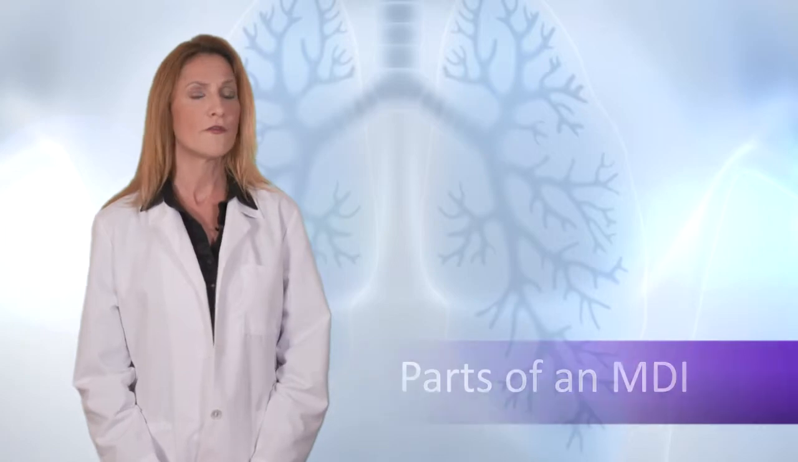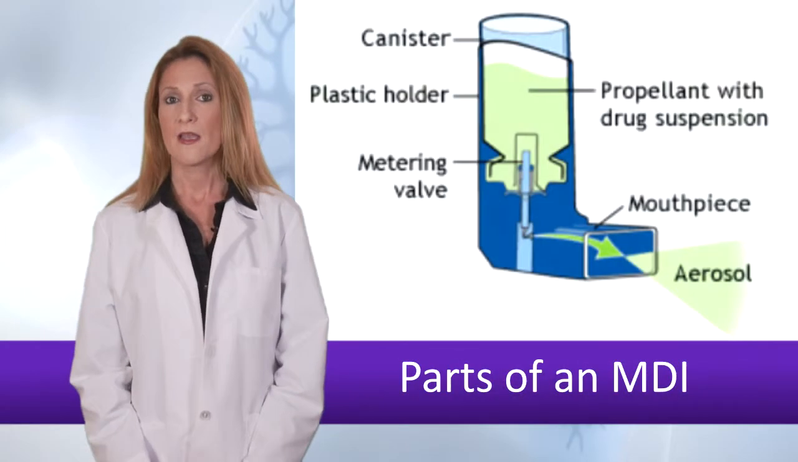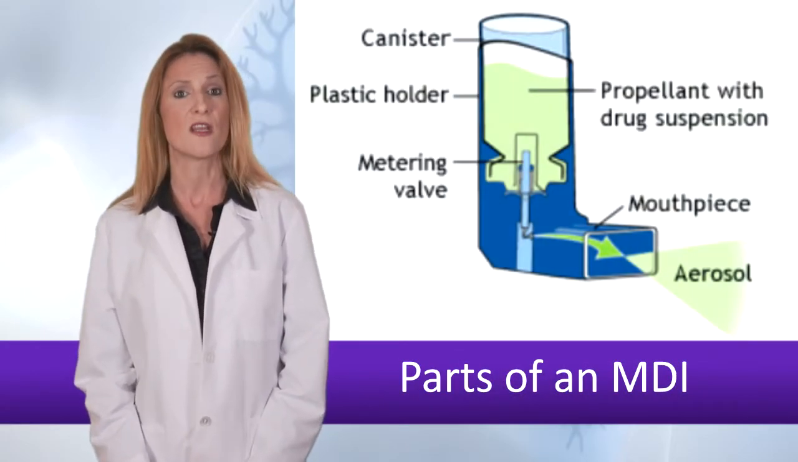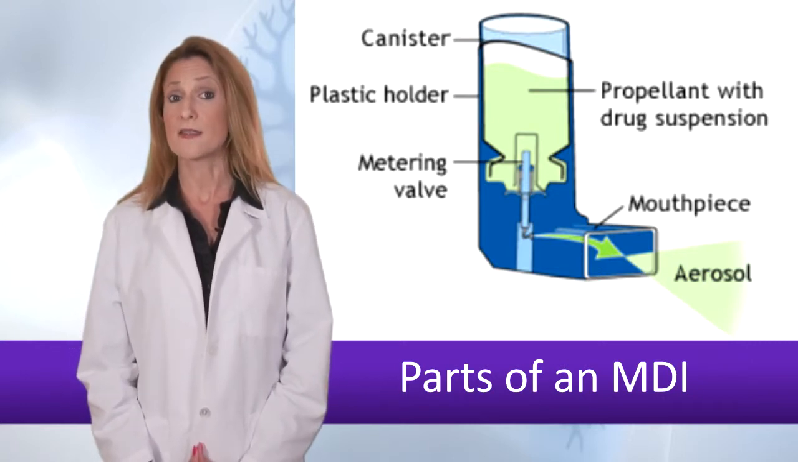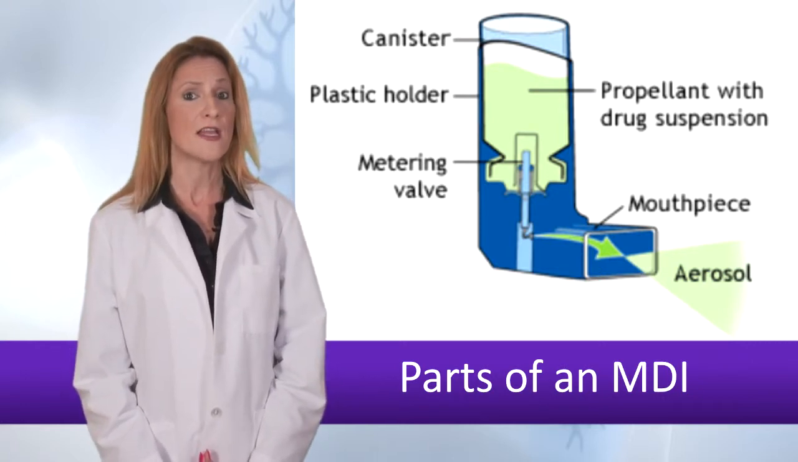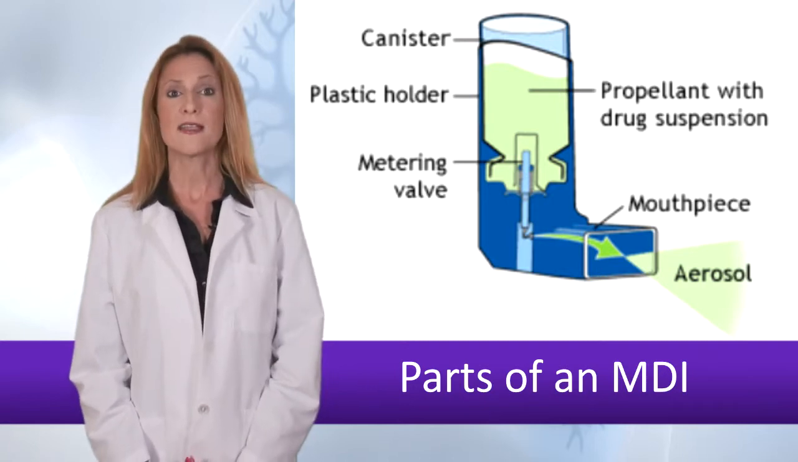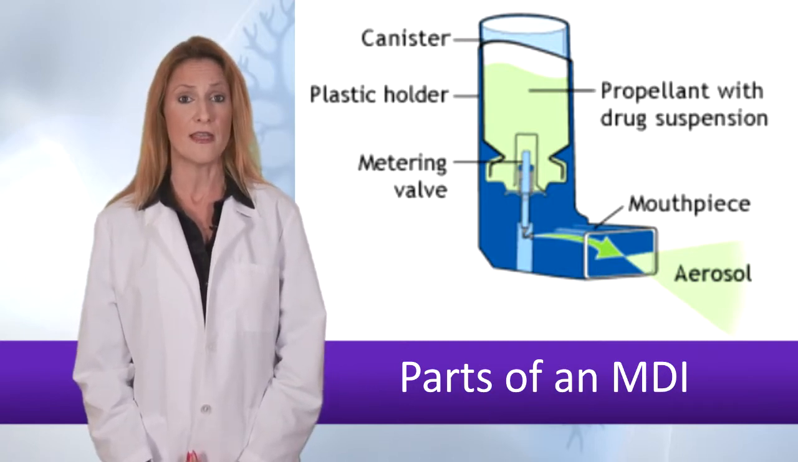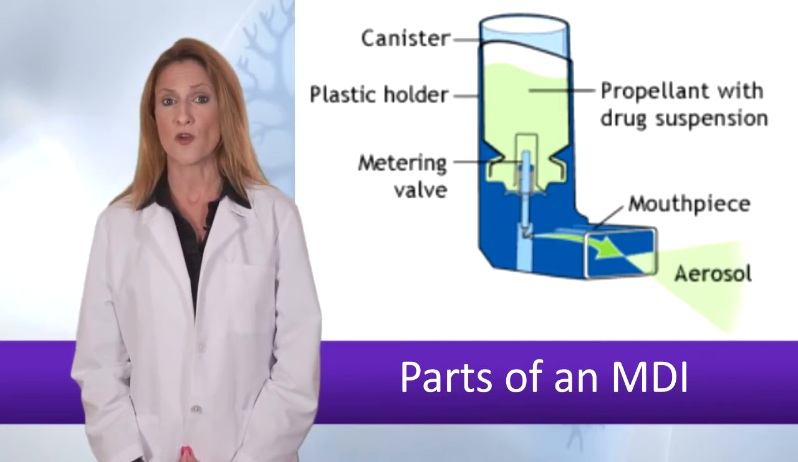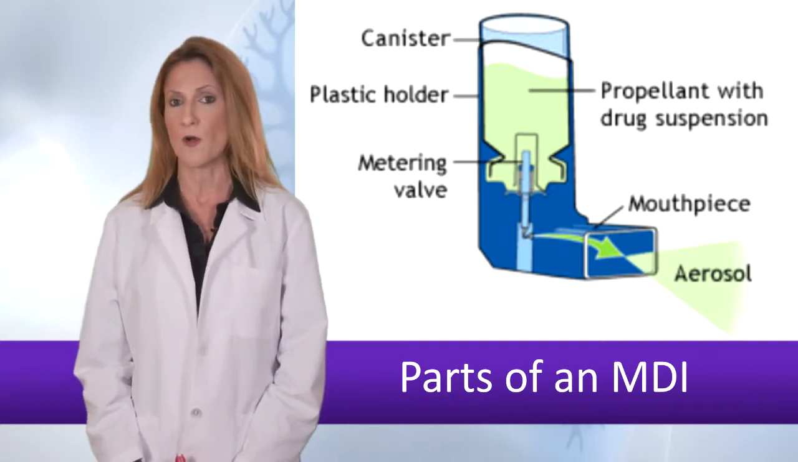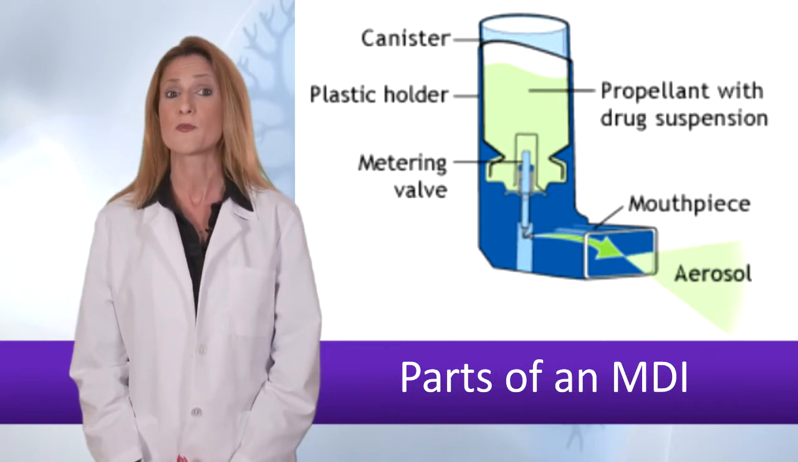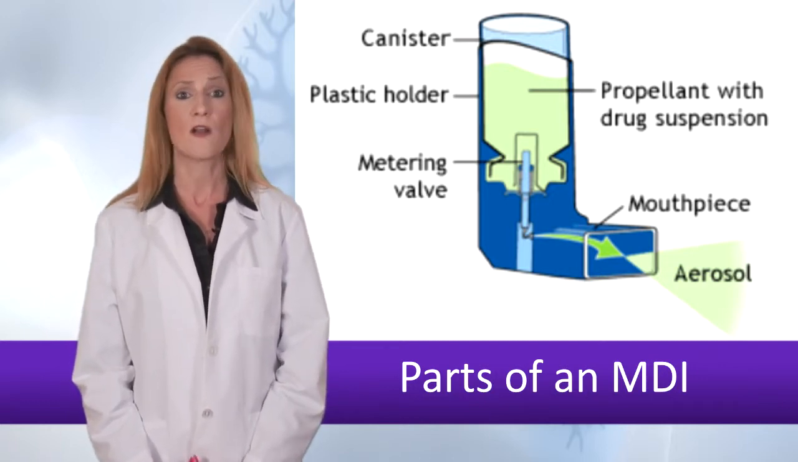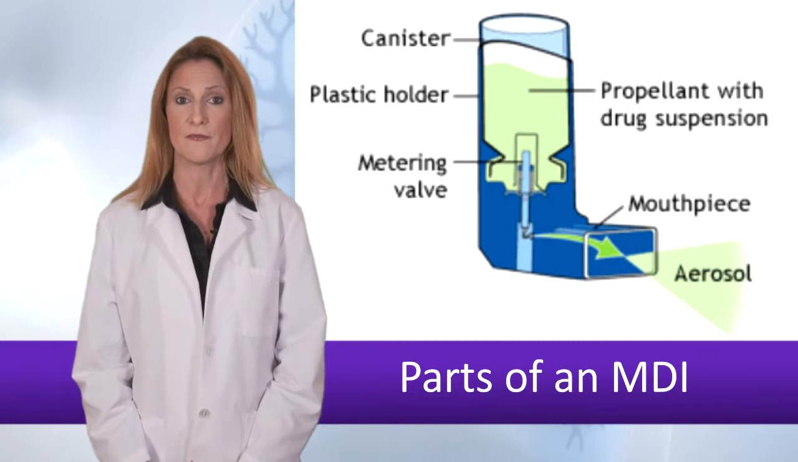First, let's briefly review the parts of an MDI. The canister contains the medication and protects it from moisture and contamination. The canister also contains excipients, surfactants, and the HFA propellant. The propellant is a hydrofluoroalkane, or HFA. It dissolves or suspends the drug and also disperses the drug into smaller particles. The propellant needs to be compatible with the specific drug, so not all inhalers use the same HFA.